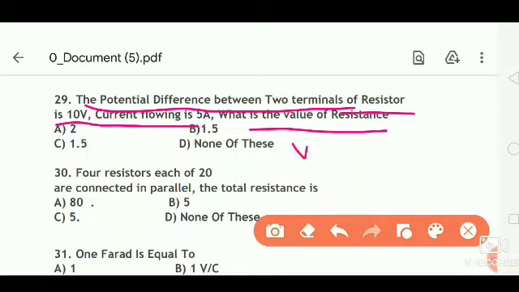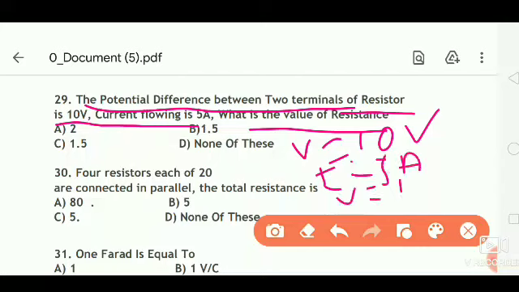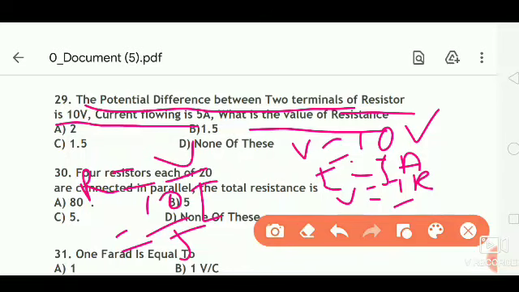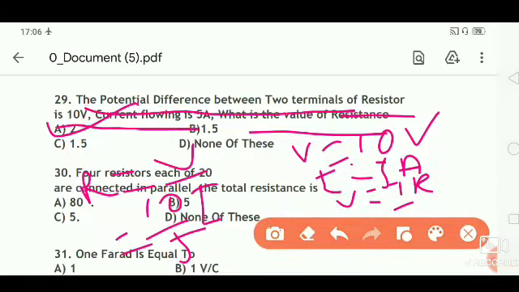Here we get V equal to 10 volt and I equal to 5 ampere. We know V equal to I into R. From the above formula, R equal to V by I. So R equal to V by I, which is 10 by 5, which gives 2 ampere. So here A is the right answer.